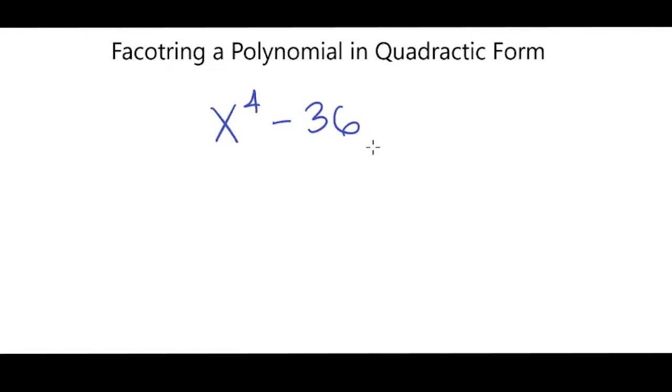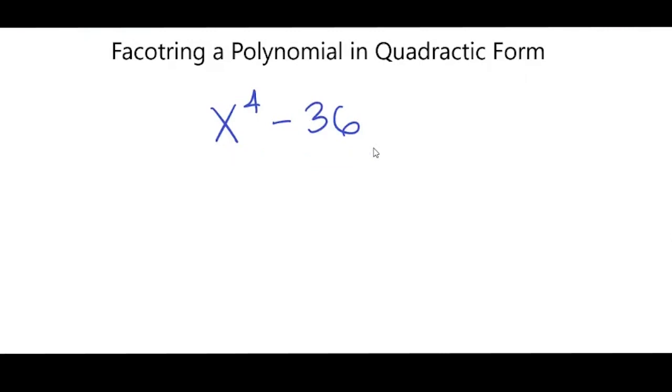Hello again. Today we are factoring a polynomial in quadratic form. All right, so we're going to factor this polynomial. Here I have x to the fourth minus 36. So I want to ask, is there a monomial that I can factor out of both x to the fourth and 36? There is not.